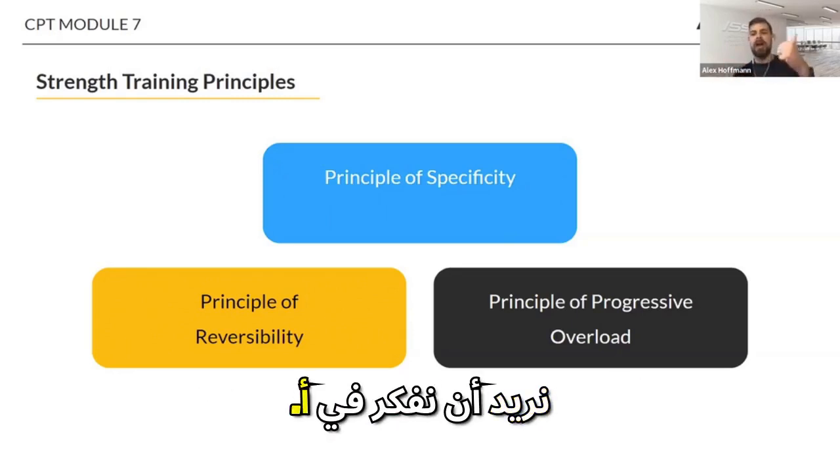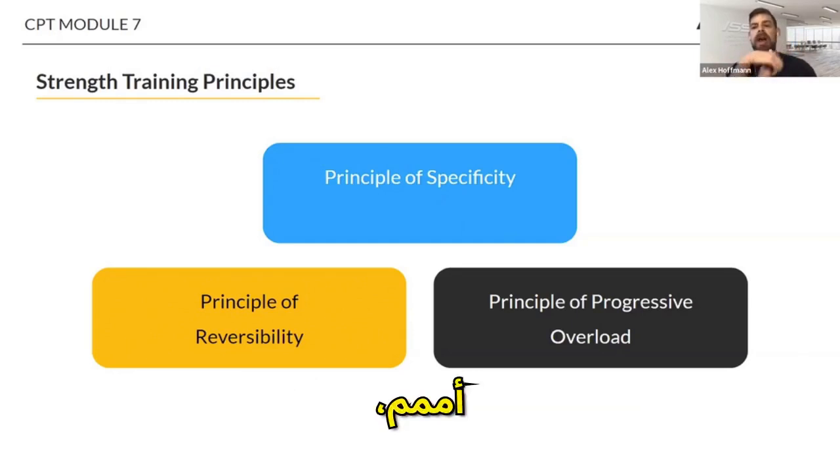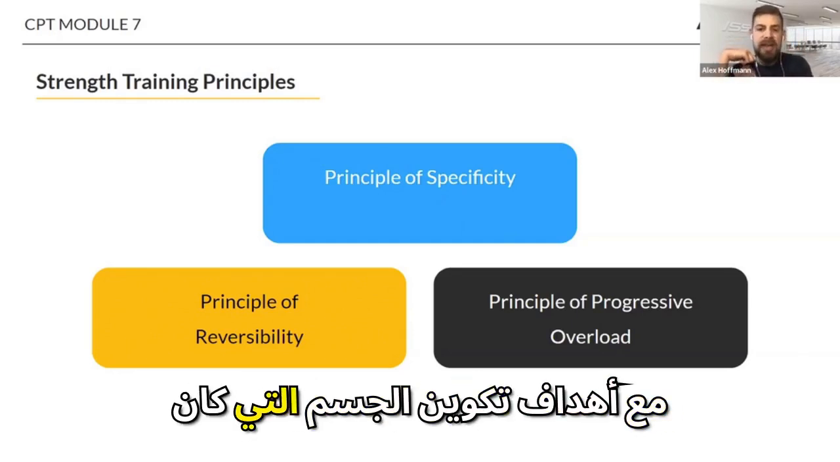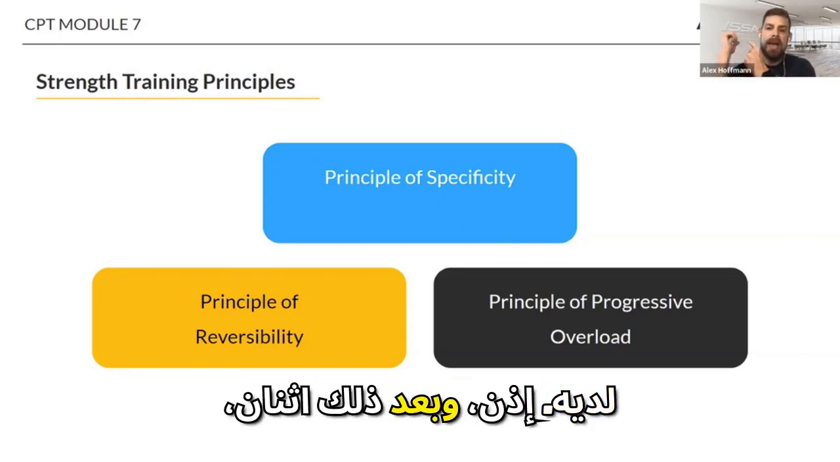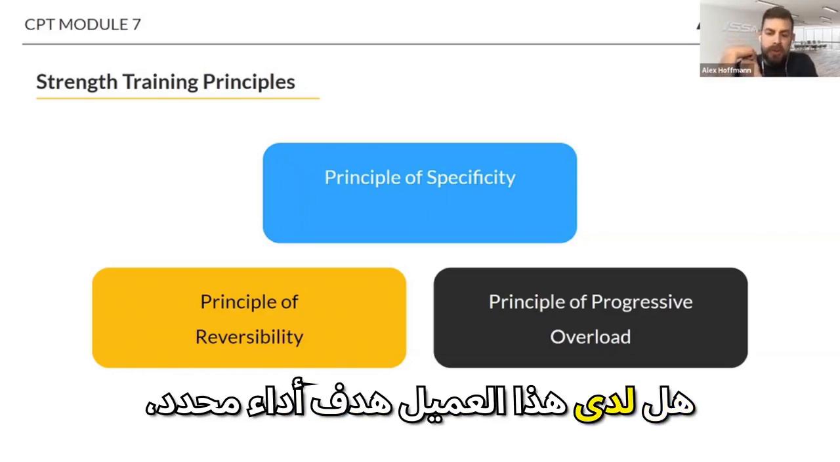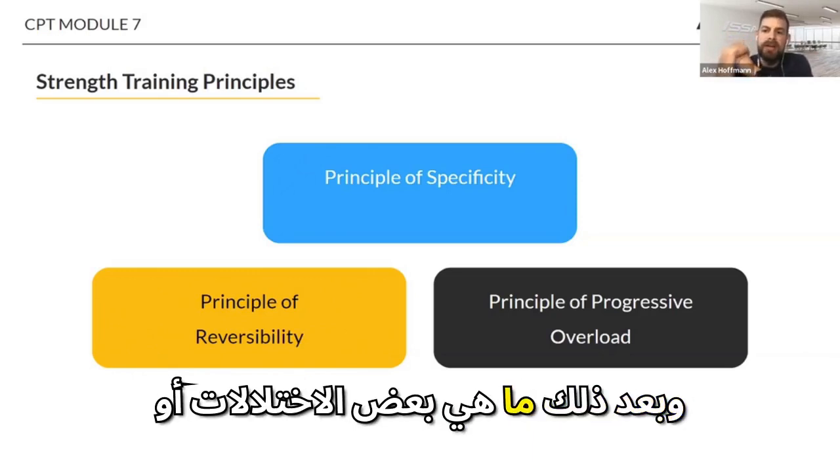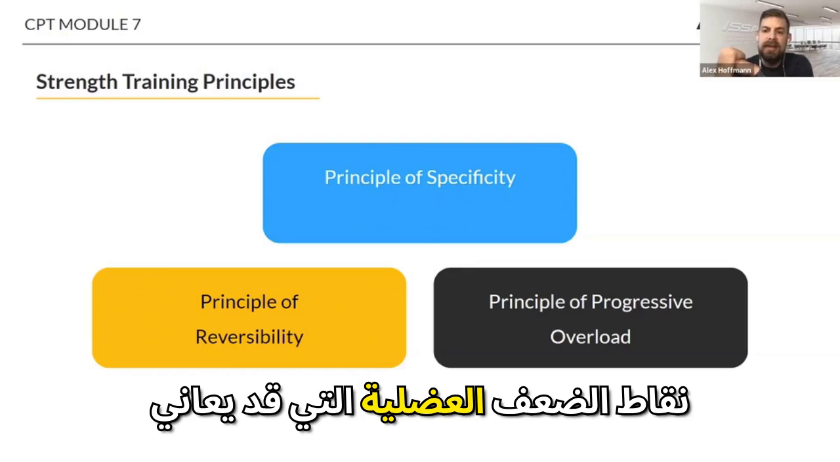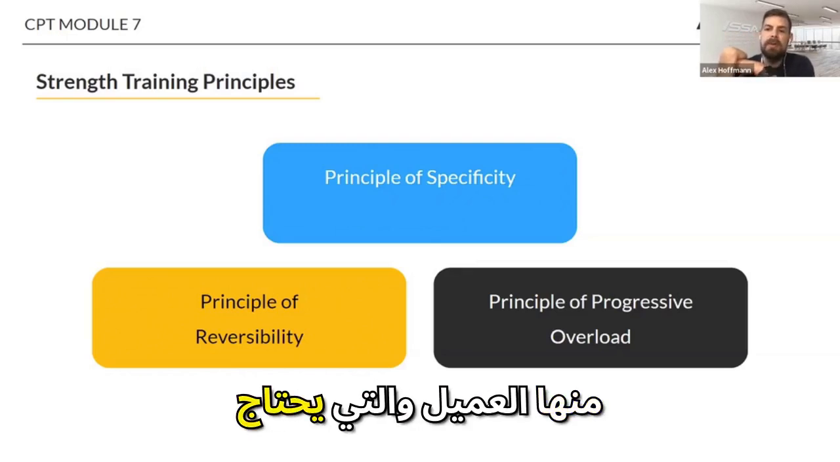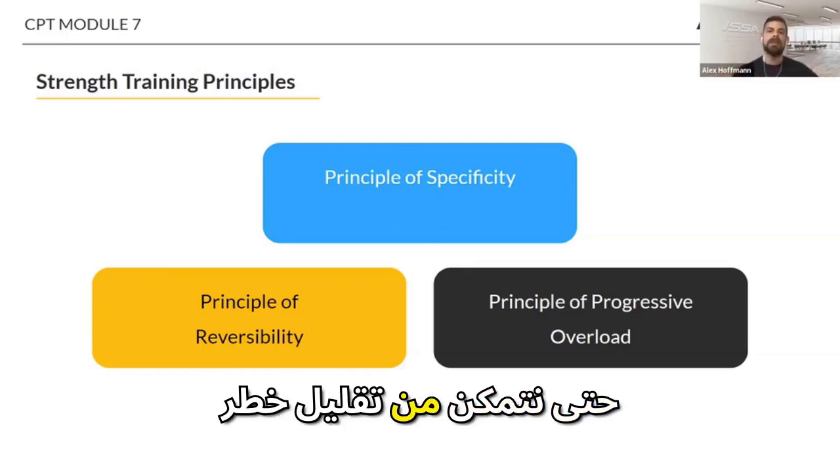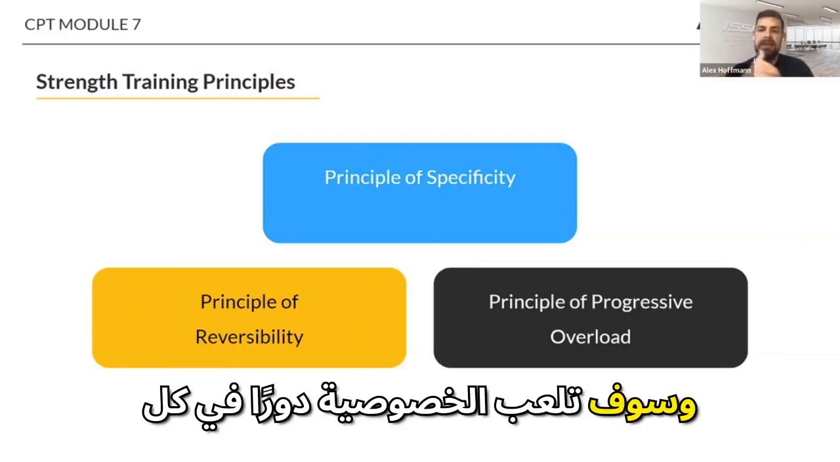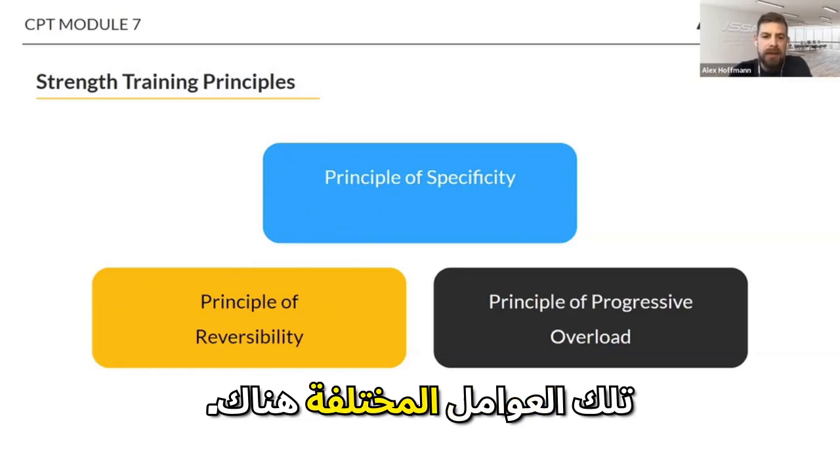We want to think about what the client wants to accomplish with body composition goals, and then 2, does that client have a specific performance goal also? And then what are some muscular imbalances or weaknesses that the client may have that they need to improve upon, so that we're reducing the risk of injury moving forward? And specificity is going to play into all of those different factors.